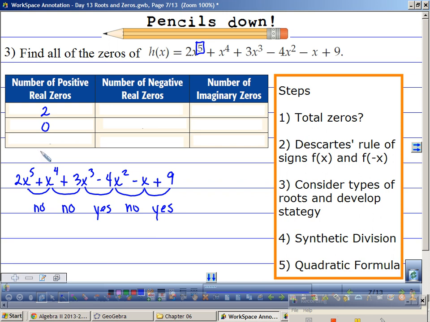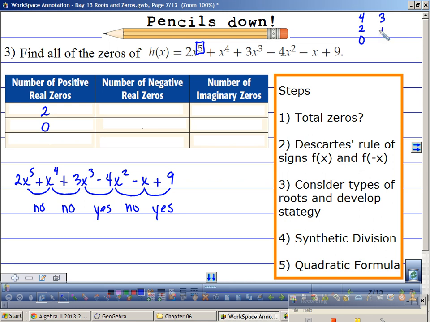Okay? So for instance, if I said there are 4 zeros or less, it could only be 4 or 2 or 0. What if I said there were 3? 3 or 1, right? You can only count by 2s.